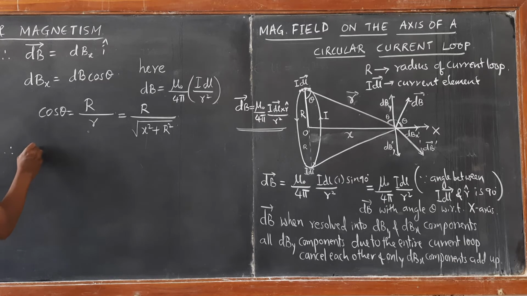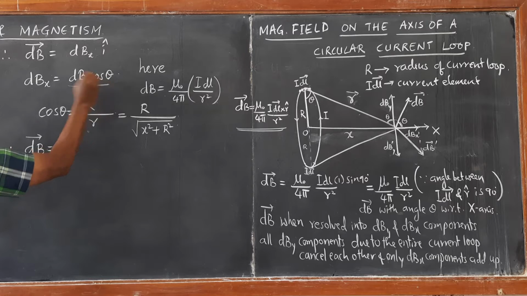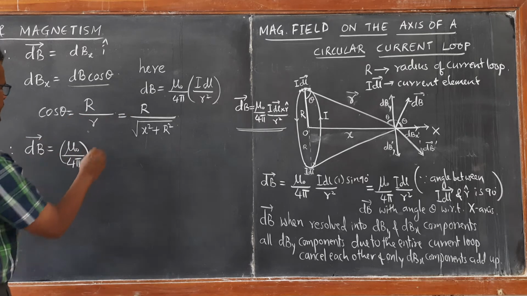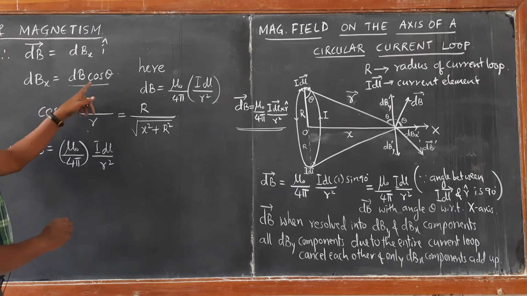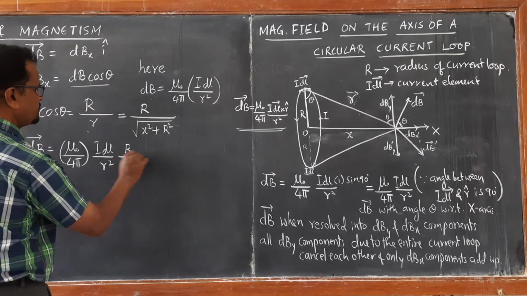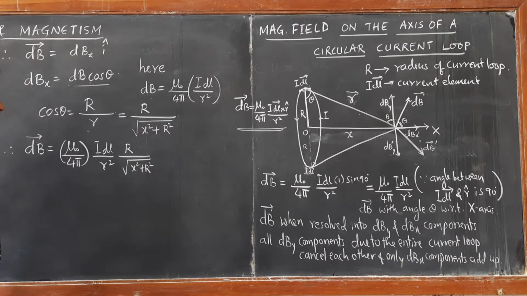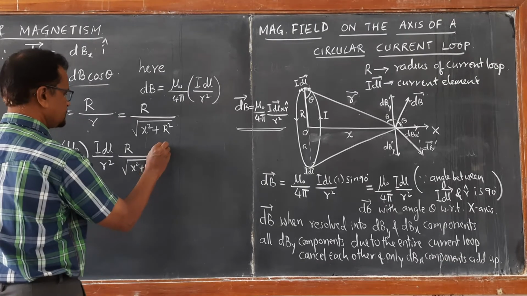So, therefore, finally dB vector is equal to dBx, which is dB cos theta. So I am writing what is dB cos theta. dB cos theta is mu naught upon 4 pi into I dl by r square, into cos theta. So this is dB into cos theta I am writing. Cos theta is R by square root of x square plus R square, into I cap. Yes, this is I cap.